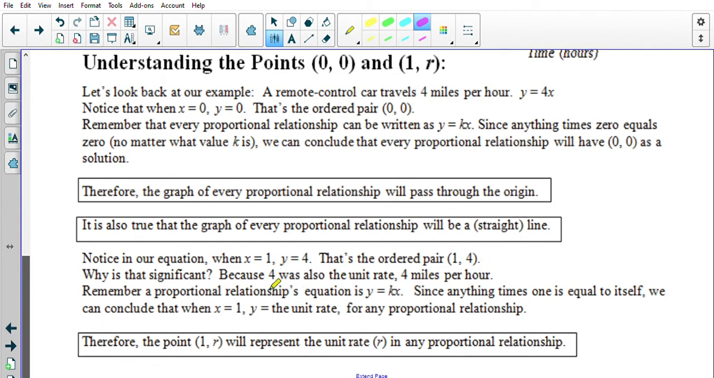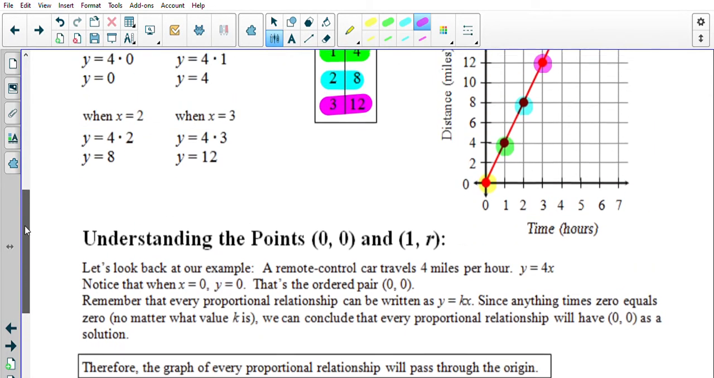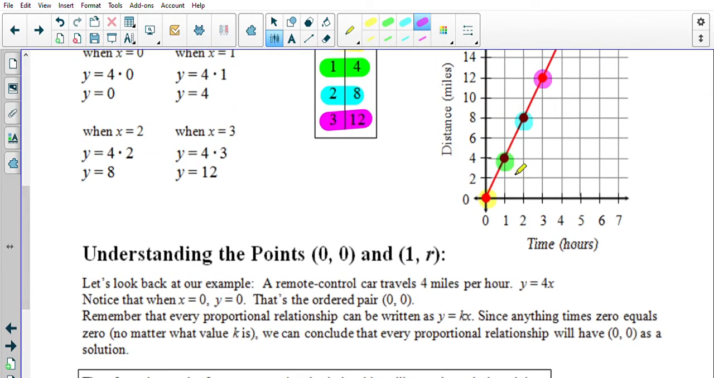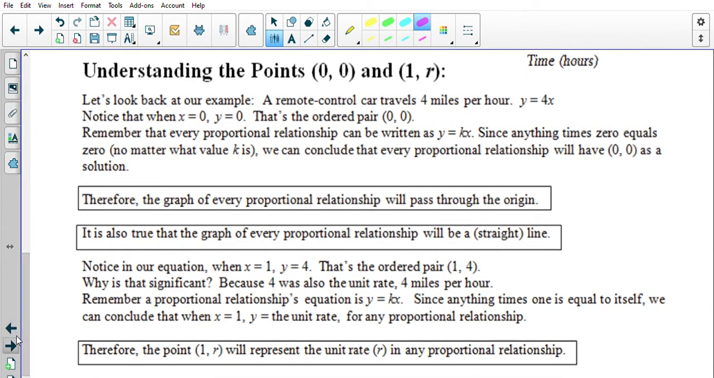So remember, a proportional relationship's equation is y equals kx. Since anything times 1 is equal to itself, we can conclude that when x is 1, y is the unit rate for any proportional relationship. So essentially this value in front of x is always going to be your unit rate. It's that variable k. The point 1, comma r, representing some point in the graph, will represent the unit rate in any proportional relationship. So 1, comma whatever value it will be is always going to be our unit rate. And we talked about that previously in the unit, but it's something we're going to stress again here.